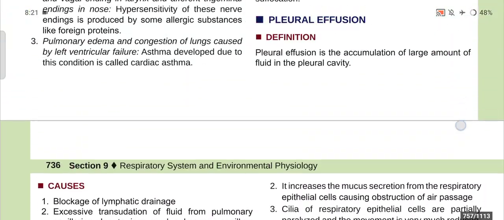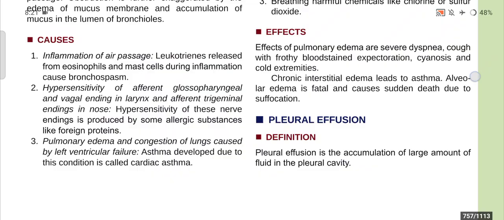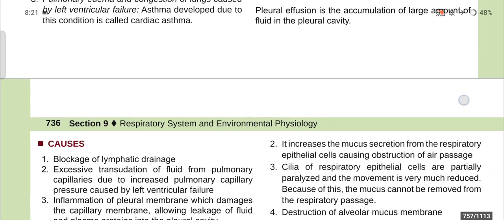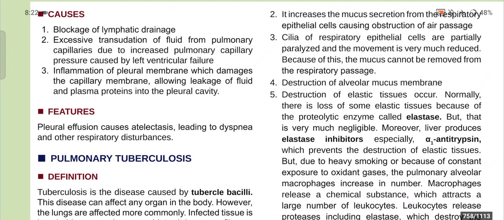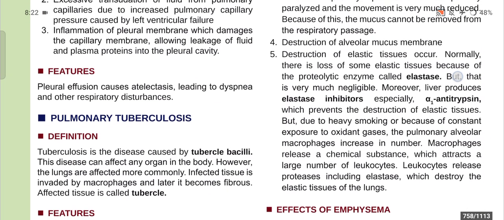If we summarize, first of all we have discussed pulmonary effusion. Pulmonary effusion is nothing but the accumulation of a large amount of fluid in the pleural cavity, and the causes of this are blockage of lymphatic drainage, excessive transudation of fluid from pulmonary capillaries due to increased pulmonary capillary pressure caused by left ventricular failure, and inflammation of the pleural membrane, which damages the capillary membrane and allows the leakage of fluid and plasma proteins into the pleural cavity. Now the features: pulmonary effusion causes atelectasis, which leads to dyspnea and other respiratory disturbances.